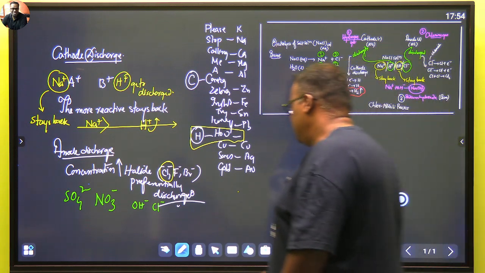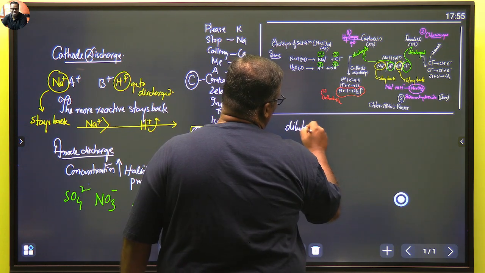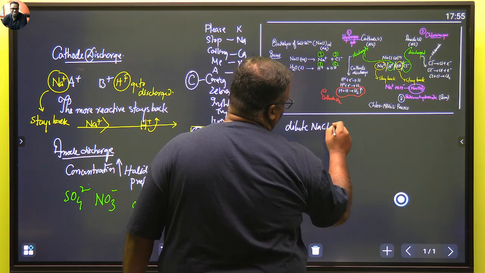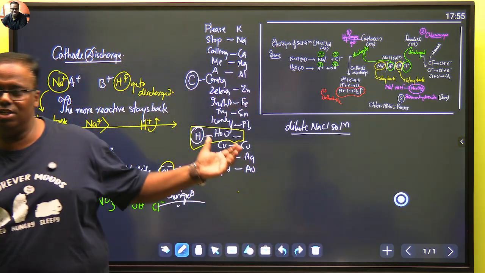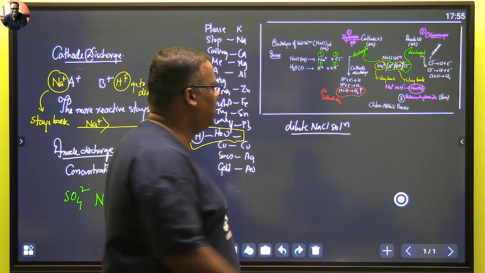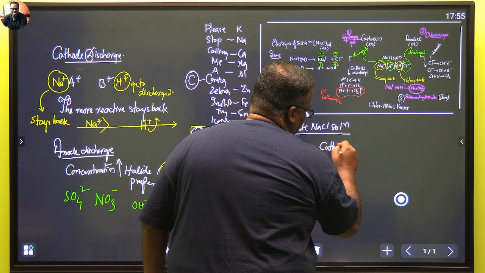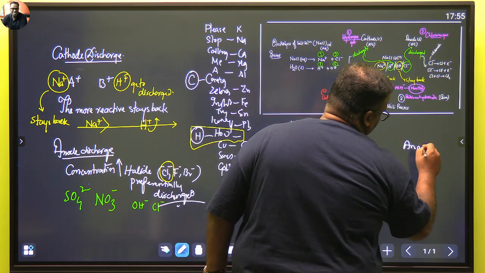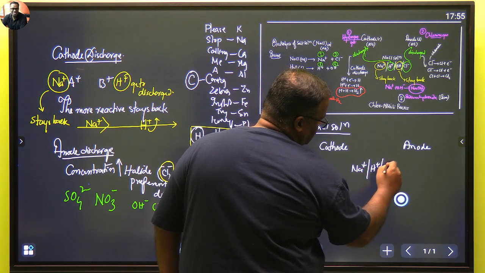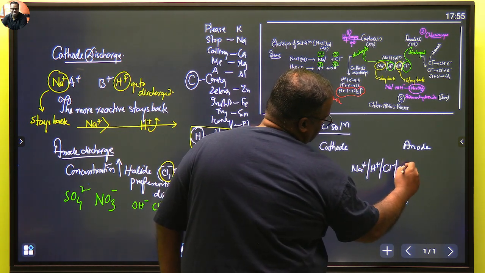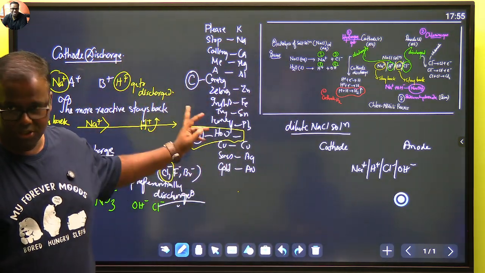Okay. Now my next iteration is, if I had taken dilute NaCl solution, try to understand the difference. Concentrated NaCl solution, dilute NaCl solution. If I take dilute NaCl solution, then let's see once again, cathode, anode. Let's see who are our players. Our players would be Na plus, H plus, then Cl minus, OH minus. We are taking dilute NaCl solution, not the concentrated one.